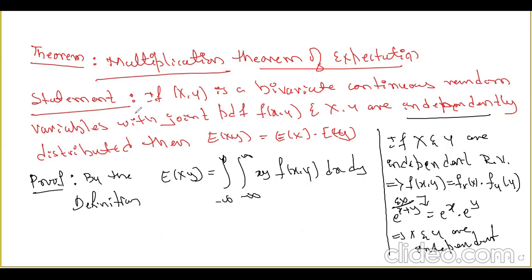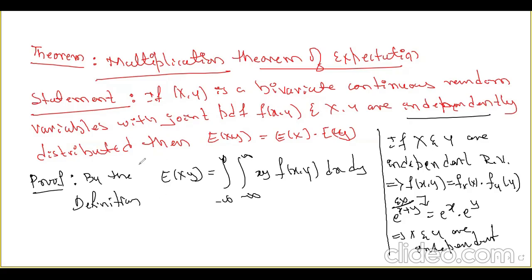The statement: if xy is a bivariate continuous random variable with the joint density function, that is PDF, f of xy, and x and y are independently distributed, then this will exist. That is, expected value of xy is equal to expected value of x into, means product, expected value of y.